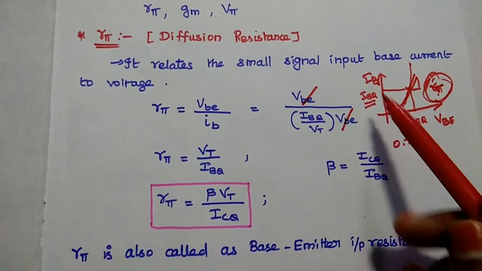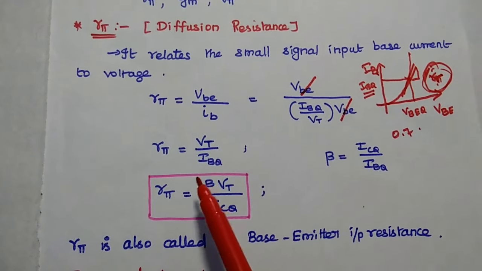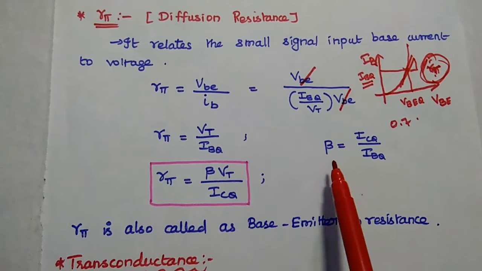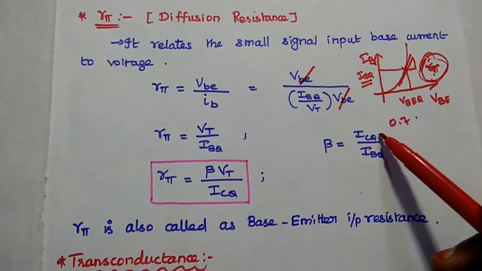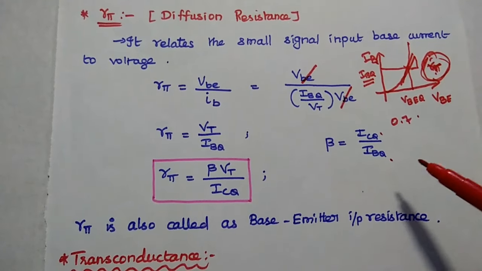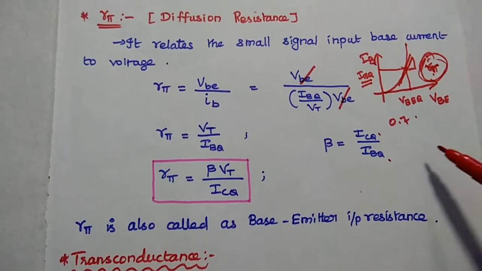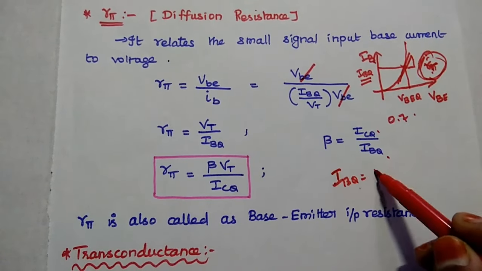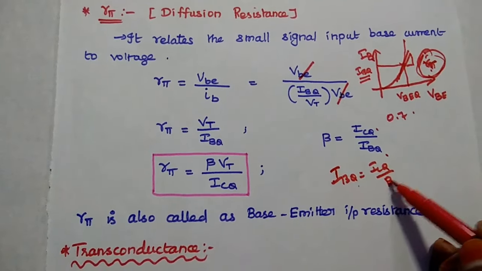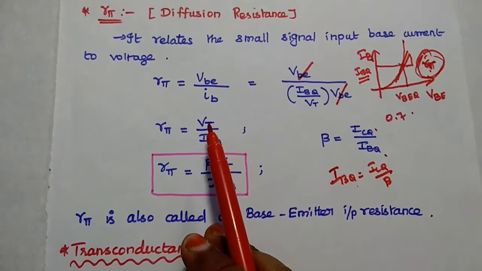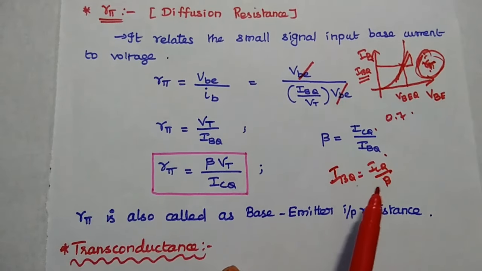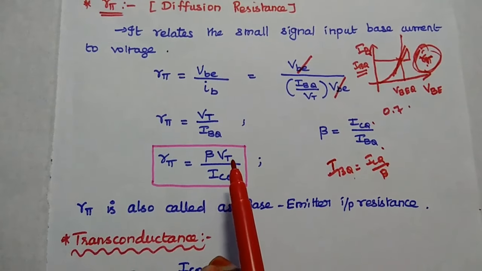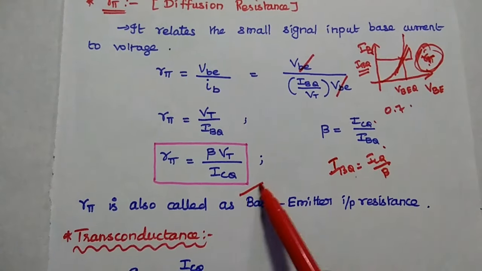We can move this Vt to the numerator to get R pi value as Vt by IBQ. As we all know, beta, that is current gain, is equal to output current by input current. Here we have to consider only the Q point values. In this we can get IBQ is equal to ICQ by beta. We have to substitute this value here. So Vt by IBQ is replaced with ICQ by beta. Then we can get R pi value as beta into Vt by ICQ. So this is the R pi value.